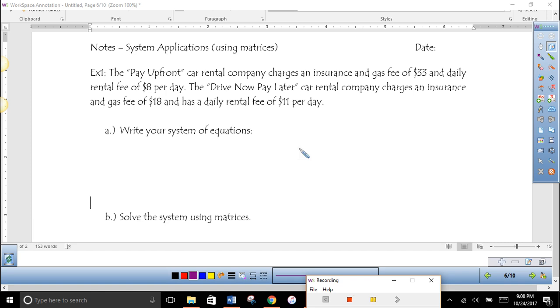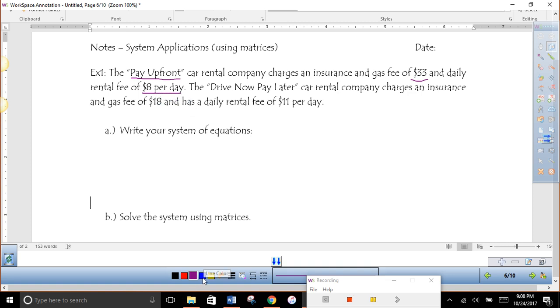Solving systems of equations at this time. They are from application problems. Okay, so still using matrices. Okay, so we have two companies here. We have the Pay Up Front car company. They charge you a fee of $33, and then they charge you $8 per day.